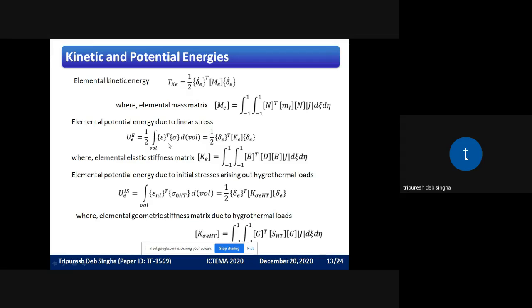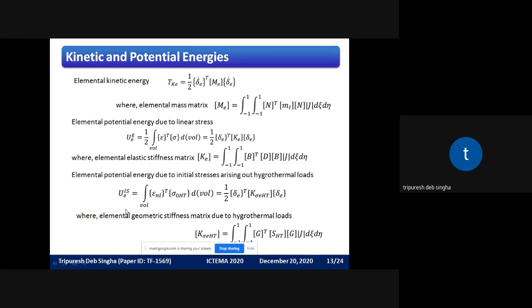The elemental potential energy due to the linear strain components is calculated using this formula, that is half epsilon transpose into sigma. Ultimately we will get half delta_E transpose K_e delta_E, where K_e is the elemental elastic stiffness matrix, which is related to the B matrix, D matrix, and B matrix. That means B matrix is the strain displacement matrix, D is the elastic matrix, and J is the Jacobian.